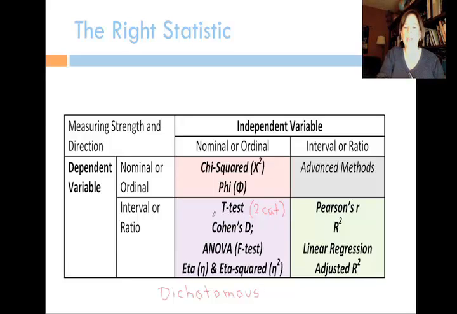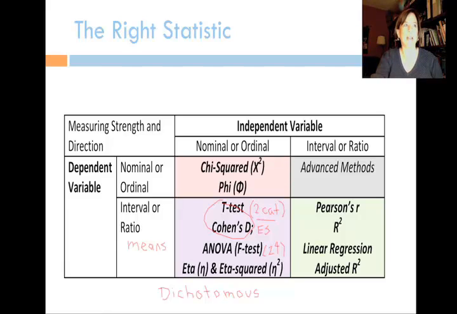So essentially what we're looking at is whether or not the means on the dependent variable are statistically different for the two values of the independent variable. That's what we're looking at when we're looking at the t-test. The Cohen's d is simply the effect size for the t-test. With an ANOVA, or the f-test, you can have two or more categories to run that. So for this part, I'll just put greater than two categories. That's an arrow. So let's talk more about the t-test.